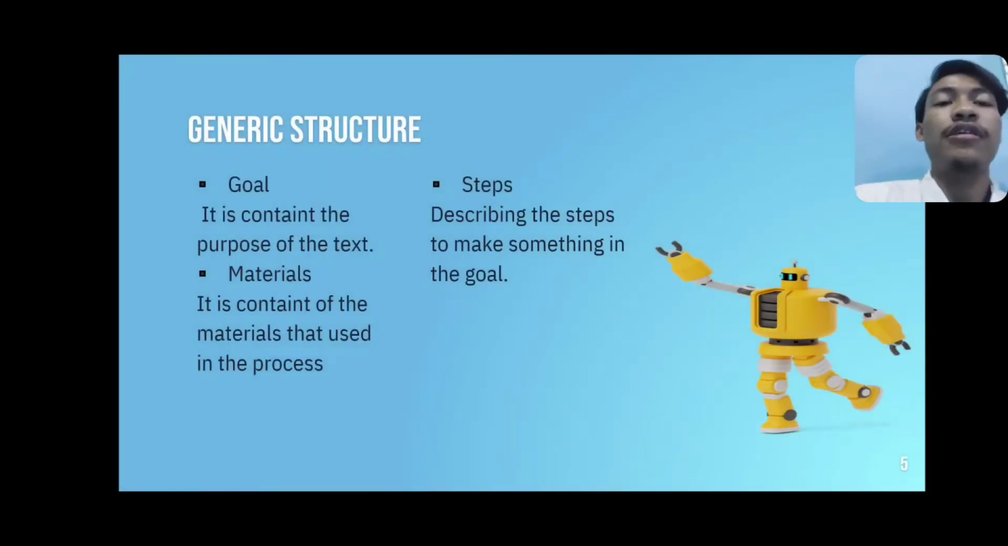Okay, so there are generic structures of procedure text. There are three kinds of structure in procedure text. There is goal, which contains the purpose of the text. Materials, which is the content of the materials that are used in the process. And the last is step, describing the steps to make something in the goal.